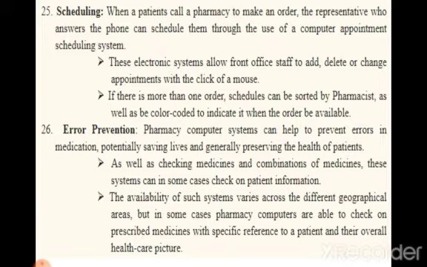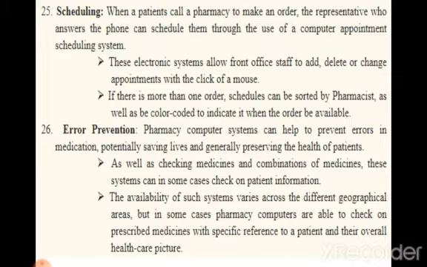Error prevention. Pharmacy computer systems can help to prevent errors in medication, potentially saving lives and generally improving the health of the pharmacy. Not only doctors, computers also save lives. Why? Because we set some quantities of drugs or some names of drugs, we code them and set them in a computer. So if we make any mistake, the computer will say that it is a mistake. That's why it is very useful in the pharmacy profession.